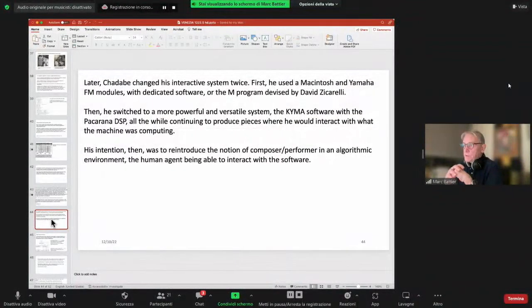Later, Chadabé changed his system twice. First, he used a Macintosh and Yamaha FM modules with dedicated software, or the M program devised by David Zicarelli. Then he switched to a more powerful and versatile system, the Kyma software, with the Capybara DSP, all the while continuing to produce pieces where he would interact with what the machine was computing. His intention then was to reintroduce the notion of composer-performer in an algorithmic environment, the human agent being able to interact with the software.